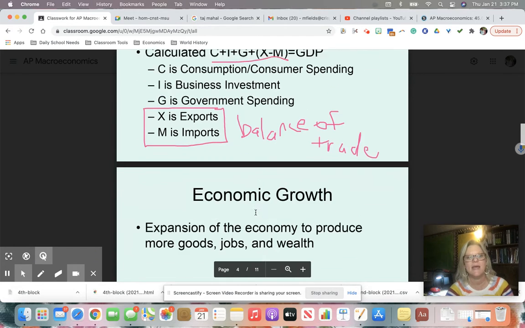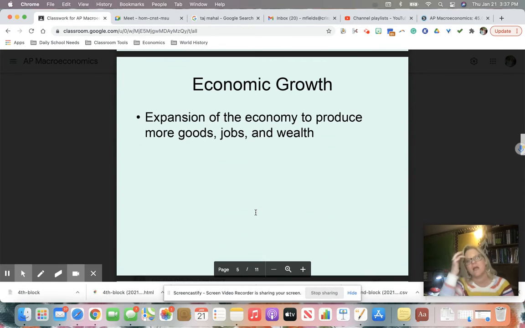Right? The next term that we need to know is economic growth. And economic growth just means our economy expands and is able to produce more goods and services, more jobs, and more wealth. And when we're talking about wealth, we don't just mean money, right? Because you can print more money and it doesn't mean people become more wealthy. Okay. Wealth includes things that make your life better.